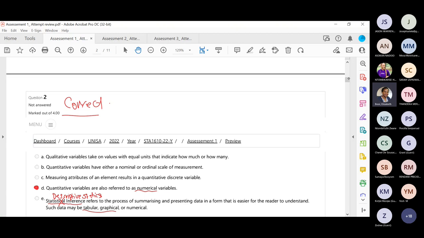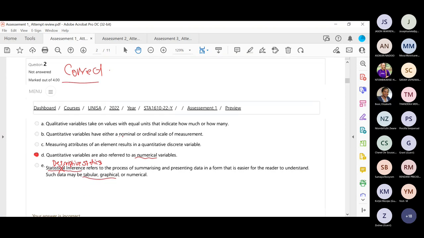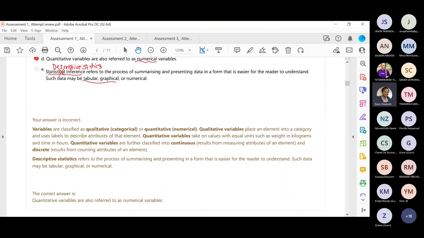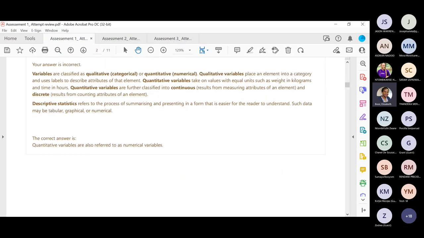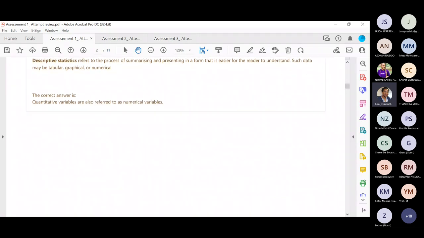And B says quantitative variables can be nominal or ordinal. We know that those are qualitative scales of measurement. And measuring attributes of an element results in quantitative discrete. Remember, anything that is measured will be continuous. So that was question two. I'll send you this document, don't worry, which has more explanation as well.